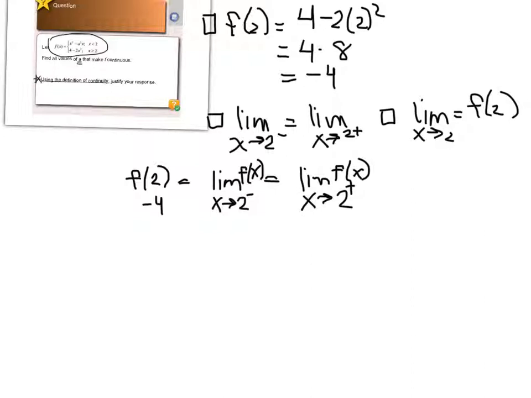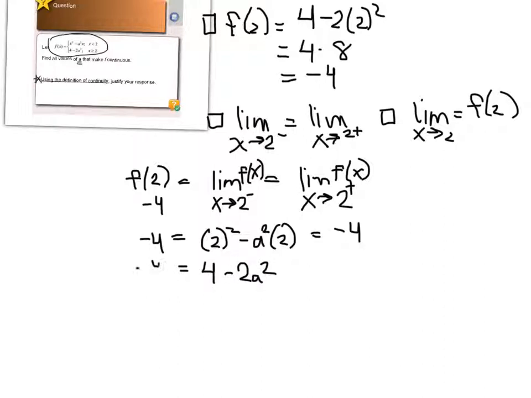Now let me go ahead. As I approach 2 from the left then, that's going to be 2 squared minus a squared times 2, because that's when x is less than 2. And we know we've already solved that 4 minus 2x squared at 2 is negative 4. So doing a little math here, I get 4 minus 2a squared is equal to negative 4.